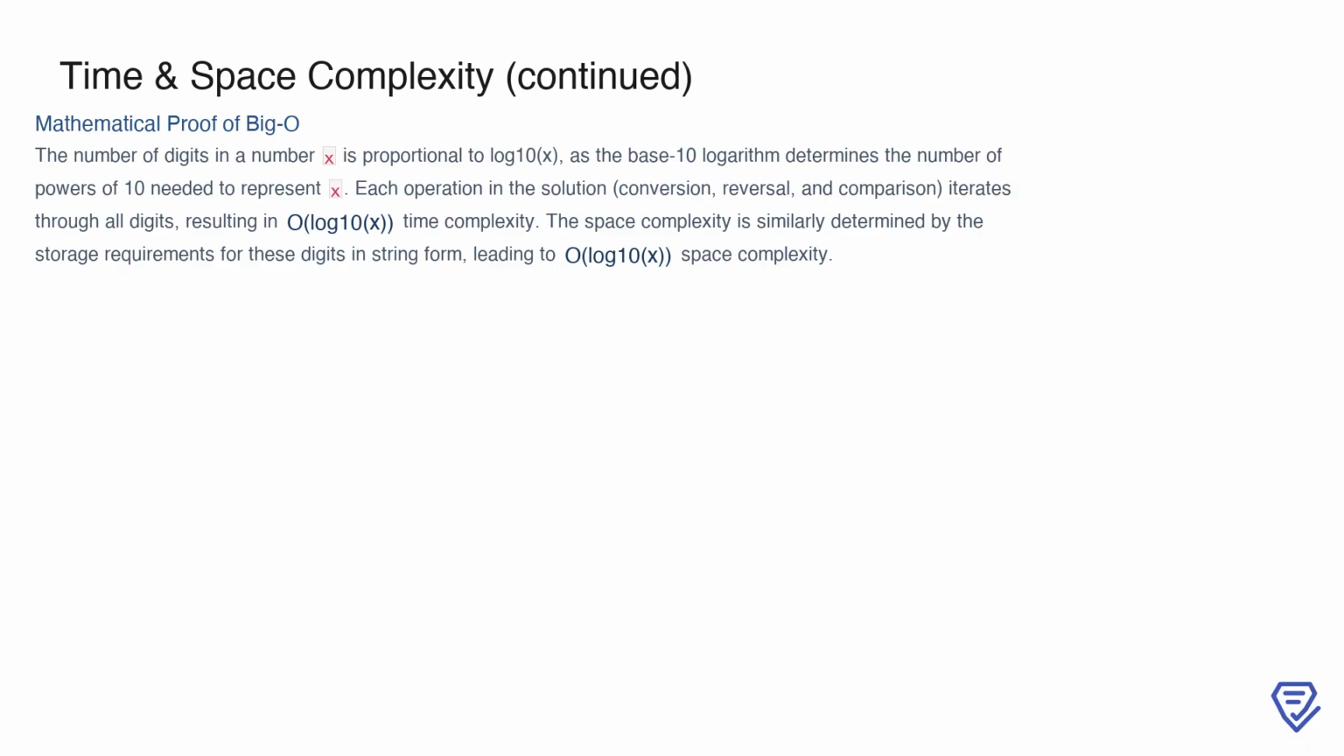Each operation in our solution, conversion, reversal, and comparison, processes all digits in the number, leading to a time complexity of O(log10 x). Similarly, the space complexity is determined by the storage required for these digits in string form, which is also proportional to log10 x. Thus, both the time and space complexities of this solution are conclusively O(log10 x).